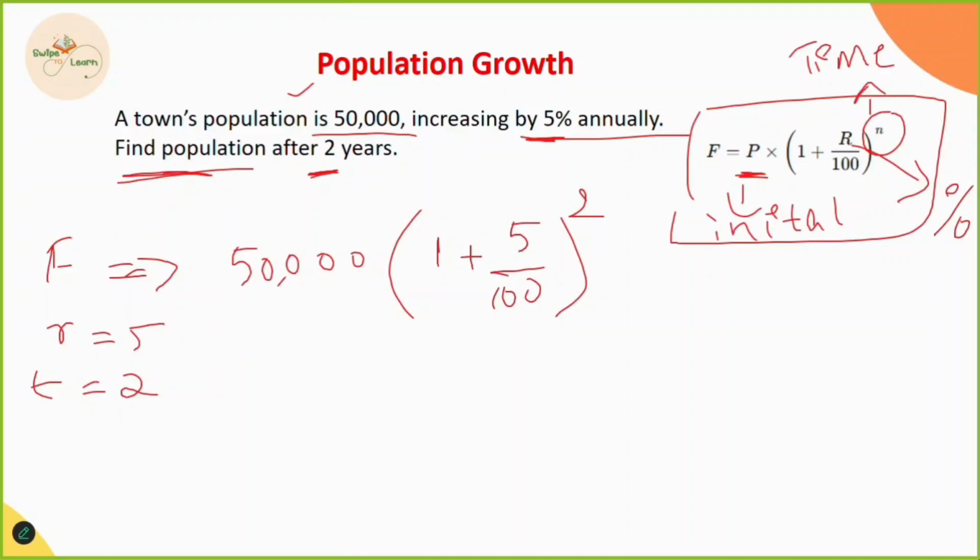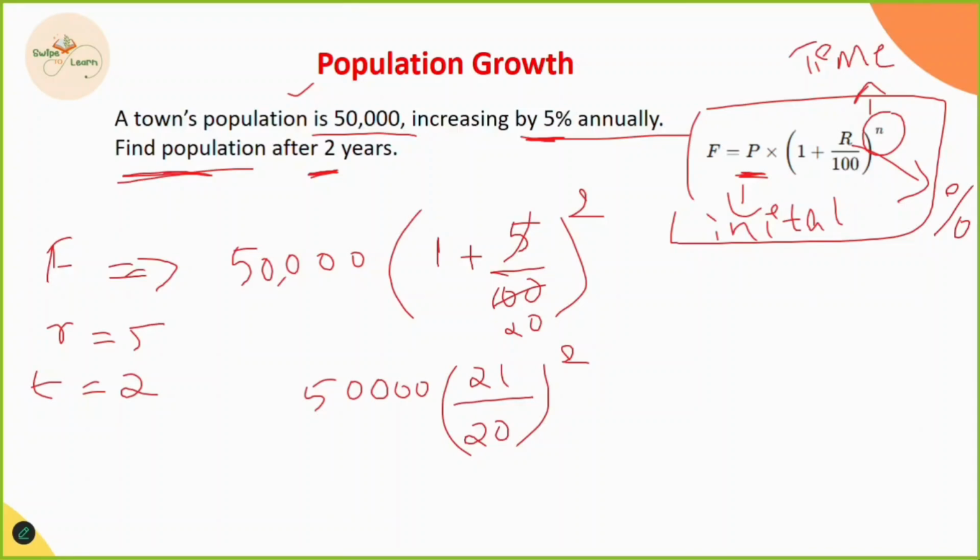Okay. 5 ones are 5 and 5 twos are 10, and the remainder is 0. And the LCM is 20 and the numerator will become 20 plus 1, which is 21. So the population is 50,000 into (21 by 20) whole square.